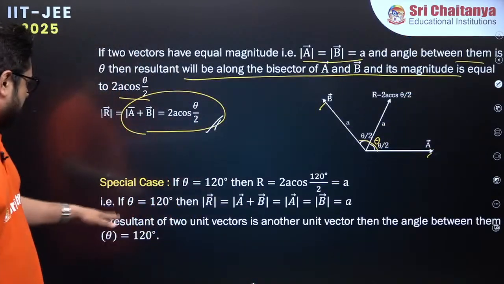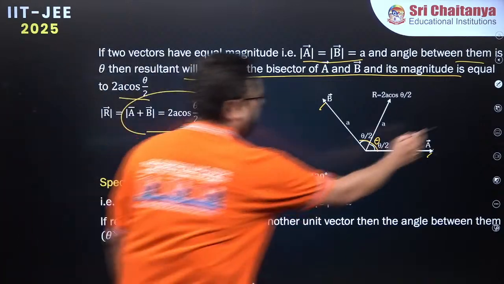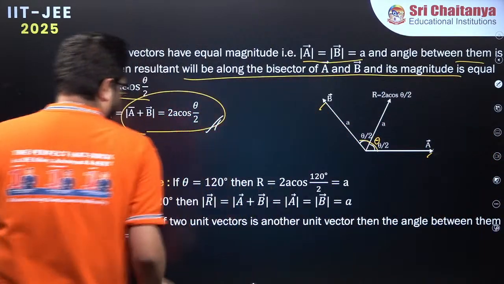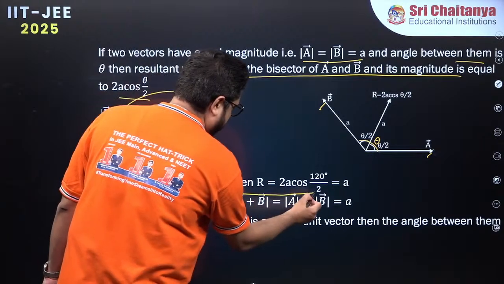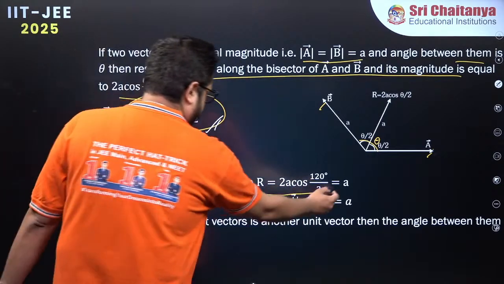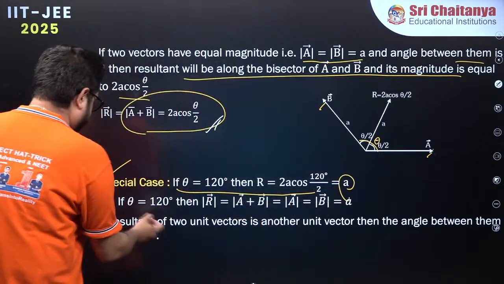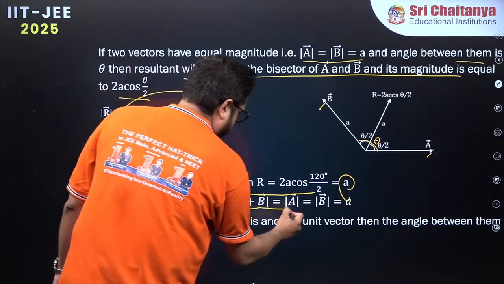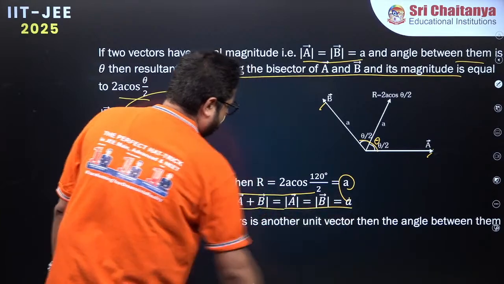Okay, so now you can see the special case being listed over here. Now let's try to discuss the special case. If theta is equal to 120 degrees, then r is equal to 2a cos 120 by 2, you know that, and it's going to be equal to a in the end. And if theta is equal to 120 degrees, then r is going to be a plus b, and mod of a is equal to mod of b is equal to a.